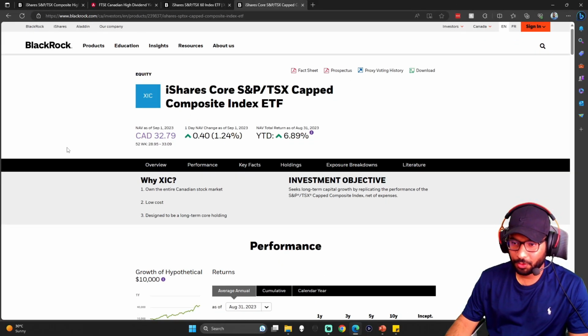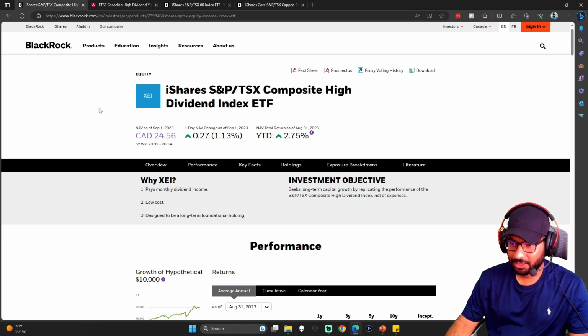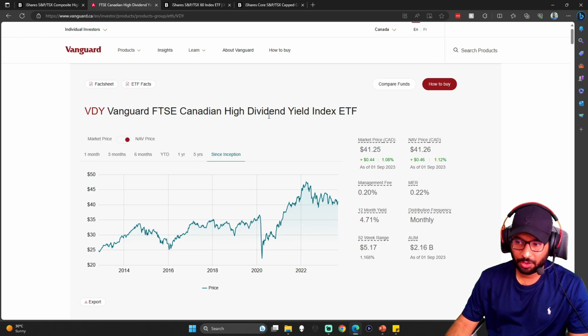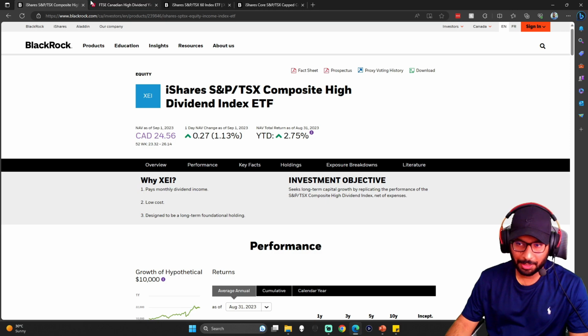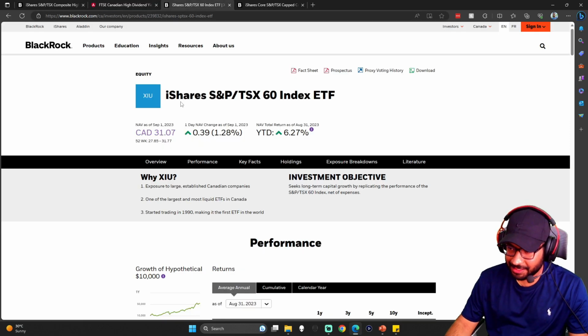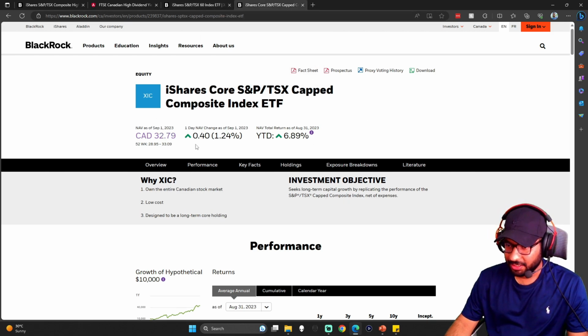All right, so these are the four ETFs I was talking about. Let's start from the first one. This pays the monthly dividend, XEI. Okay, mostly focused on dividend income. The second one is VDY. This is also focused on high dividend. Both pay a monthly dividend. The next one, the XIU, as I said, is focused on the top 60 companies in Canada. This pays a quarterly dividend. I'm not going to go into each and every ETF, it's going to take so much time. You can go ahead, but in the end, I'll show you which one I think is best. Then you can make your own decision. And the last one is XIC, on the entire Canadian stock market, and this also pays quarterly.